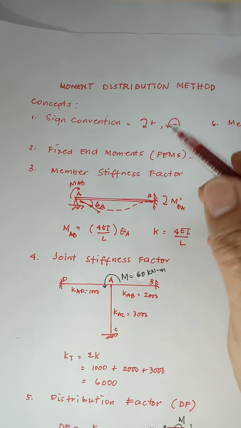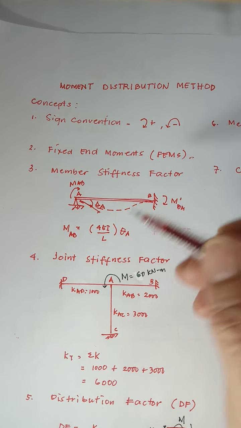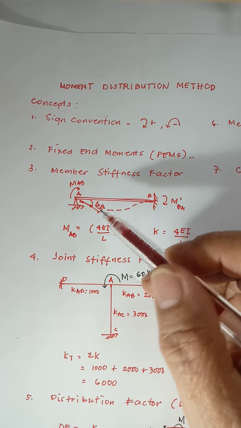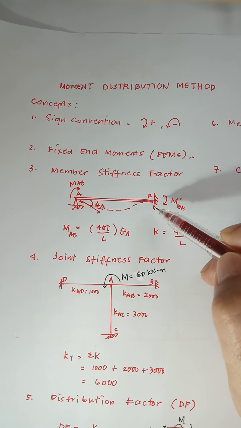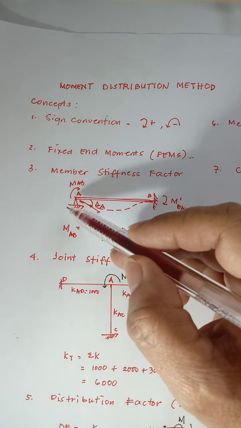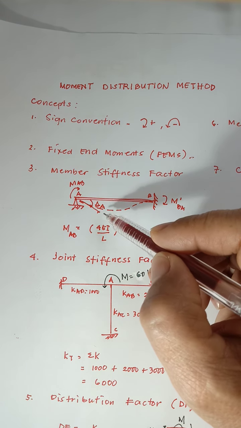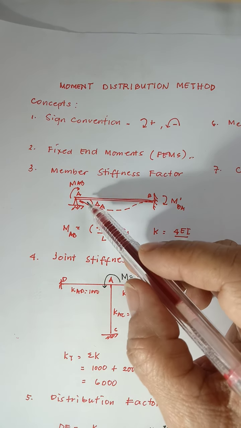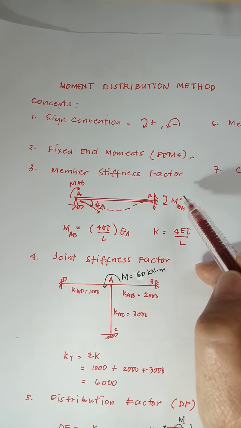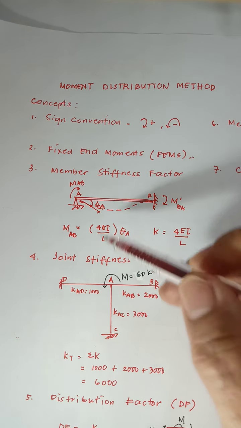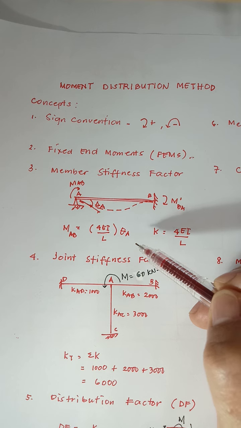Next is the member stiffness factor. Here we are given member AB, which is pinned at A and fixed at B. If a moment is applied at A, the member will rotate by theta A, and another moment is carried over to the other end, let's say MBA prime. By the conjugate beam method, we can determine MAB, which is equal to 4EI over L theta A.